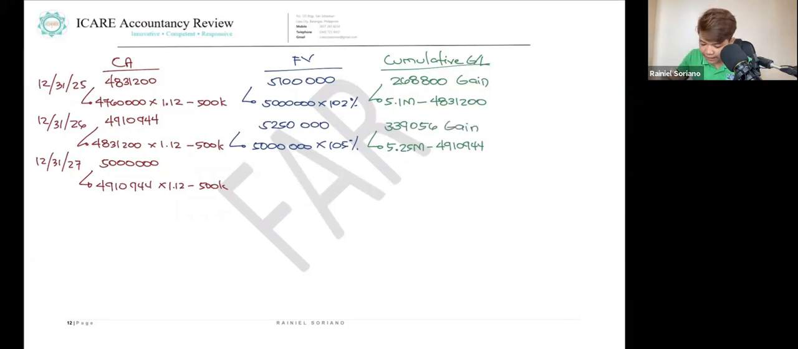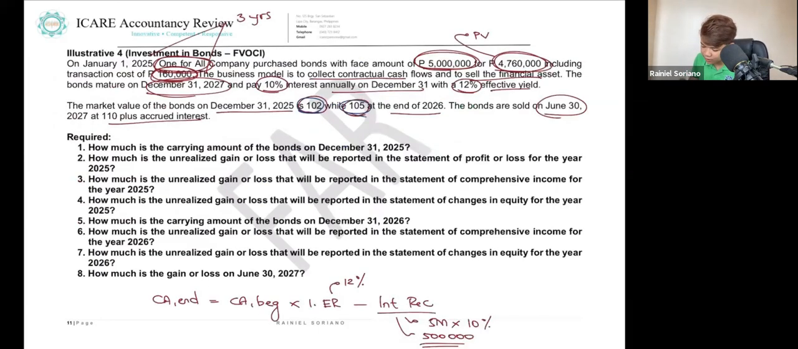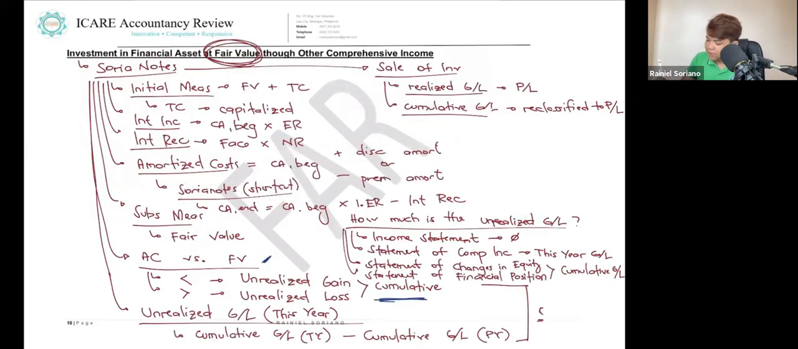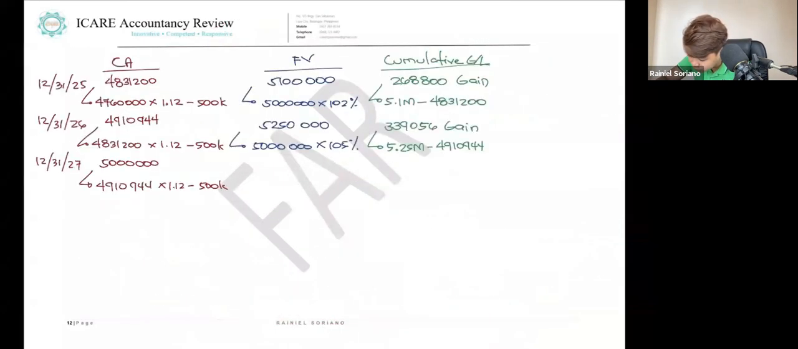Okay? Then apparently, para ma-compute yung gain for the current year, sabi nga natin, cumulative gain this year, ibabawas natin dun yung cumulative gain prior year. Para sa 2025, lalagay ko dito, gain or loss this year. Right? So, para sa 2025, that's it.